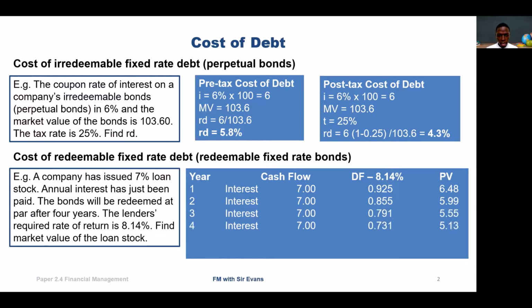Third year, fourth year, and now since it's a redeemable fixed rate debt, in the fourth year it's going to be redeemed, and it's going to be redeemed at par, being redeemed at the 100. It could be redeemed at a premium above the 100, or redeemed at a discount below the 100, but redeemed at par, it's going to be redeemed at exactly the 100. So our redemption amount in the fourth year is also going to be discounted, and we'll sum all our PVs, and the total PV, that's the NPV, will give us the market value of our redeemable fixed rate debt.